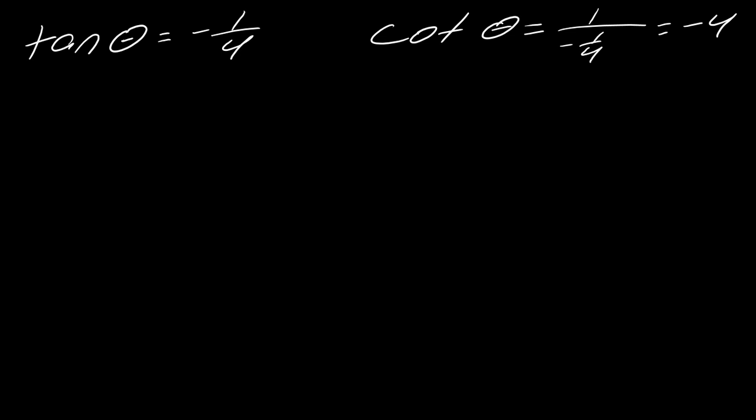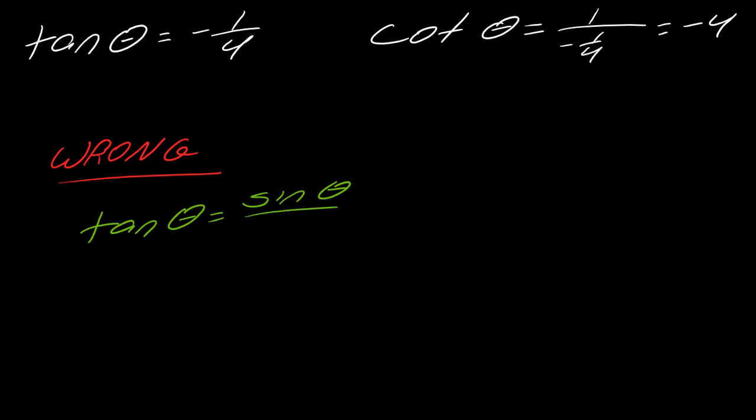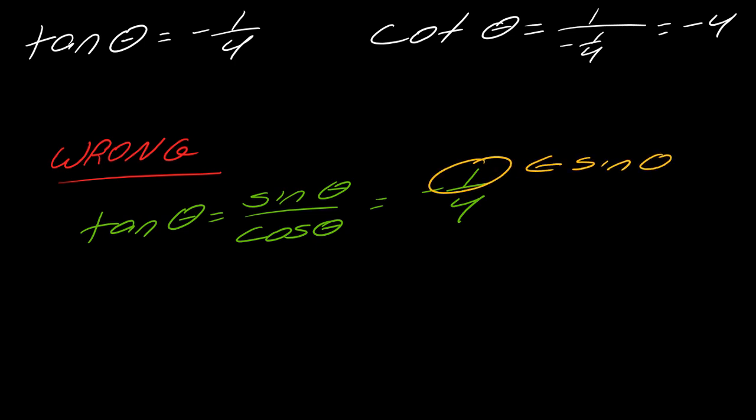Okay, so now we have to think of what else can I find. Now you might be thinking to yourself, I want to talk about a wrong assumption before I go much farther. And I want you to think about why this doesn't work. So if I know that tangent of theta is equal to sine of theta over cosine of theta, and this equals -1/4, why can't I say this is sine of theta and this is cosine of theta?